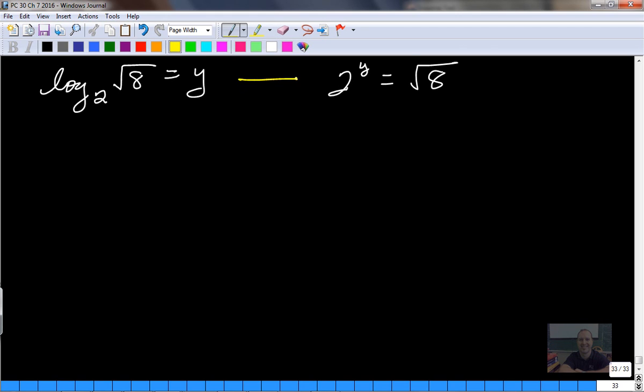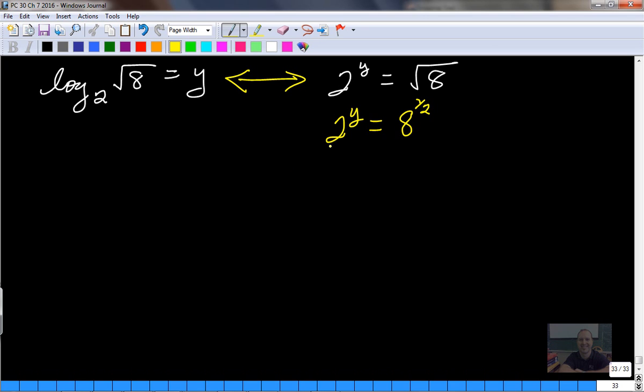And I can't stress enough that going back and forth between these two is really going to help you understand this and solve it. Just find out the missing value there. So 2 to some power equals root 8. Well, root 8, okay, so that's actually 8 to the 1/2, right? Talking about square root of something, that's to the power of 1/2.